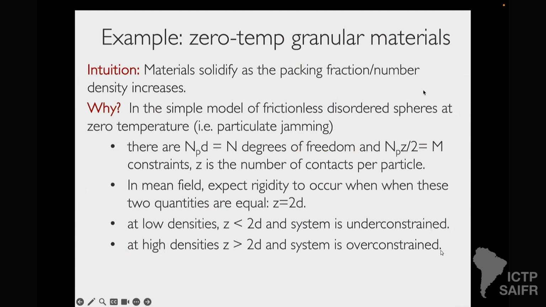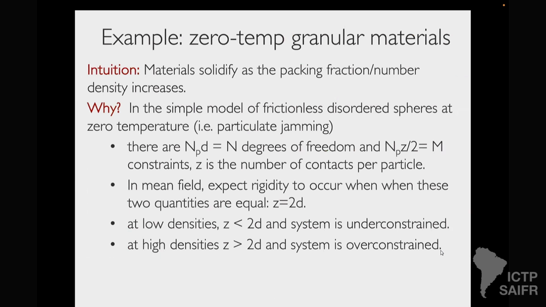Okay. So I'm going to give you the canonical example. And again, I know most of you in the audience have probably seen this already, but just so that we're all on the same page, jamming is the canonical thing that becomes rigid at 0 temperature in a disordered way. And jamming is a good example of our intuition that materials solidify as they become more dense, as either the packing fraction or the number density increases, as things become crowded.